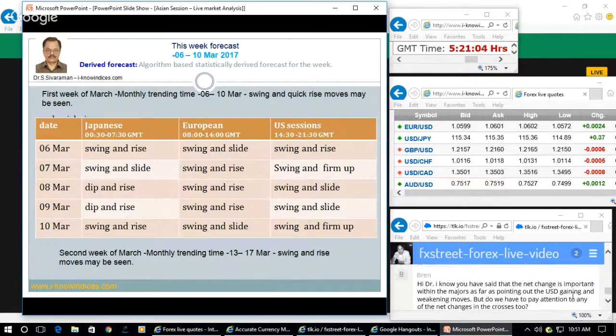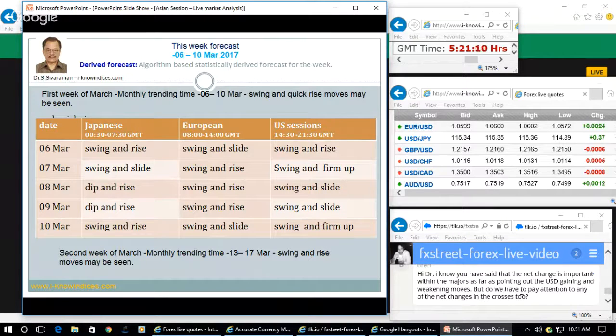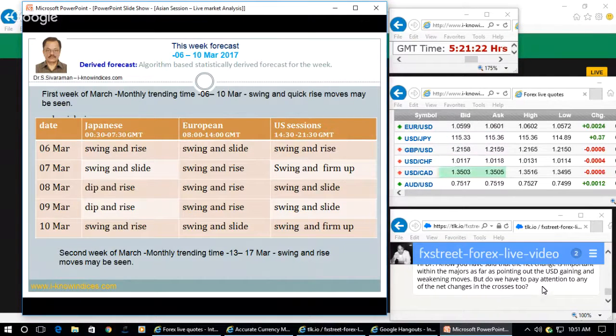Yeah, there is a question from Bren. I know you have said that the net change is important within the majors as far as pointing out the USD gaining and the USD weakening moves. But do you have to pay attention to any of the net changes in the crosses?